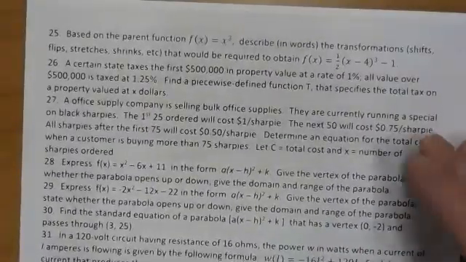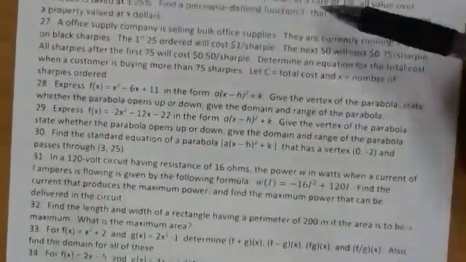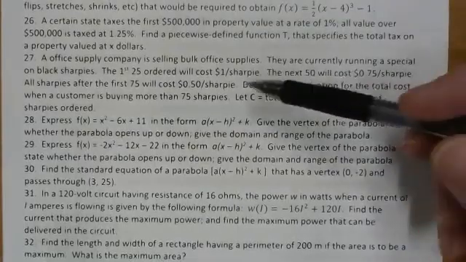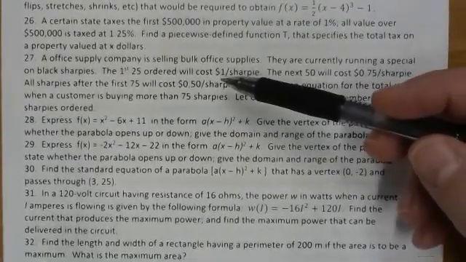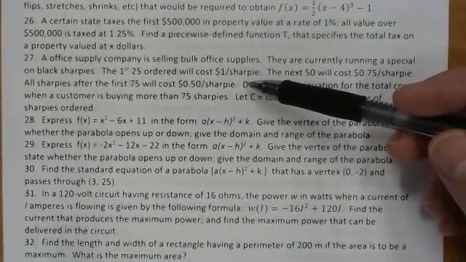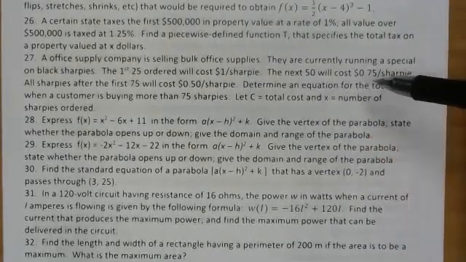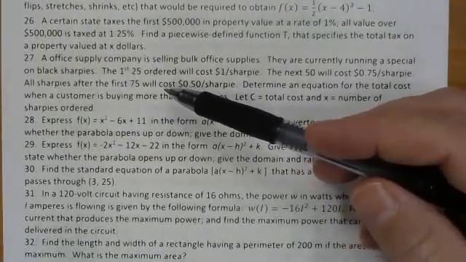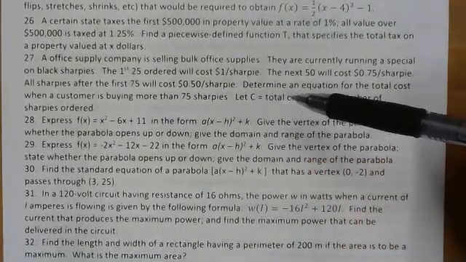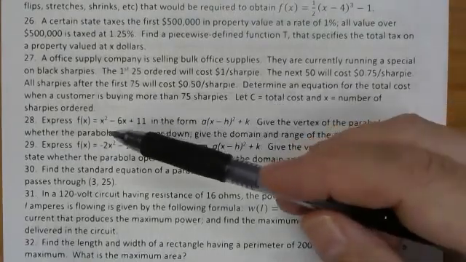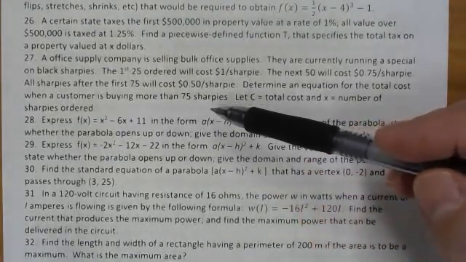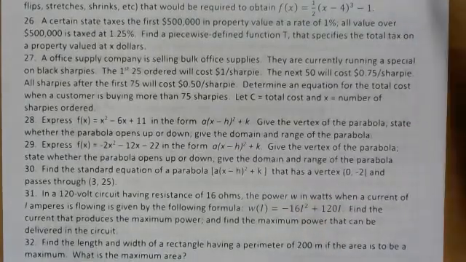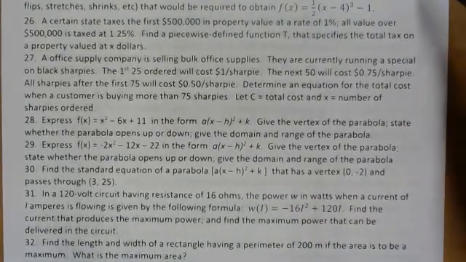Now it looks like I got another one of these. An office supply company is selling bulk office supplies. They're currently running a special on black Sharpies. The first 25 will cost $1 per Sharpie. The next 50 will cost 75 cents per Sharpie. All Sharpies after 75 will cost 50 cents. Determine an equation for the total cost when a customer is buying more than 75 Sharpies. So now we have 3 different levels.